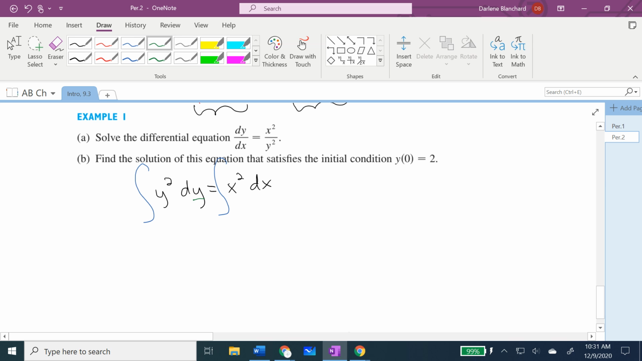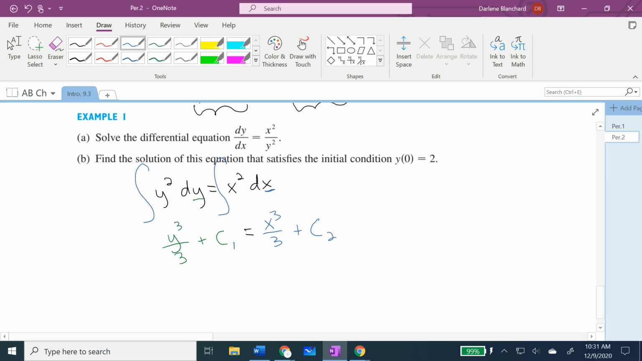With respect to y, I'm integrating y squared. And it is an indefinite integral, so that means I have a plus c. I'm going to put plus c sub 1. On the other side of the equation, I am, with respect to x, integrating x squared. It is an indefinite integral. It also gets a plus c, and I'll put c sub 2.